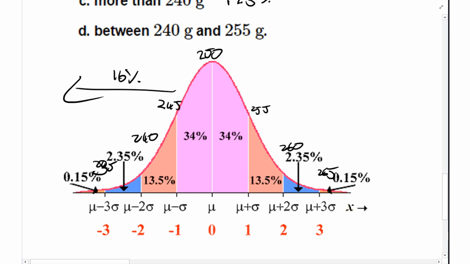Okay, between 240 and 255, so 240 here, okay, and 255, so it's going to be 68 plus 13.75, and that will give you 81.5%. So that's how you can use this information to work out what's going on.